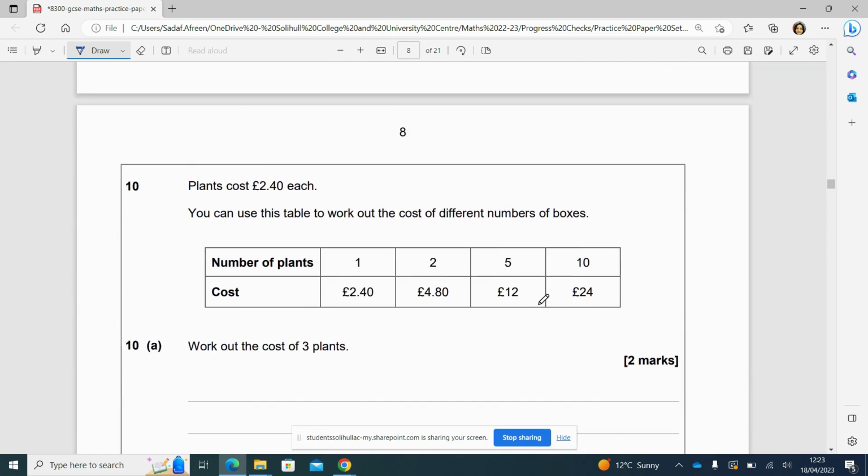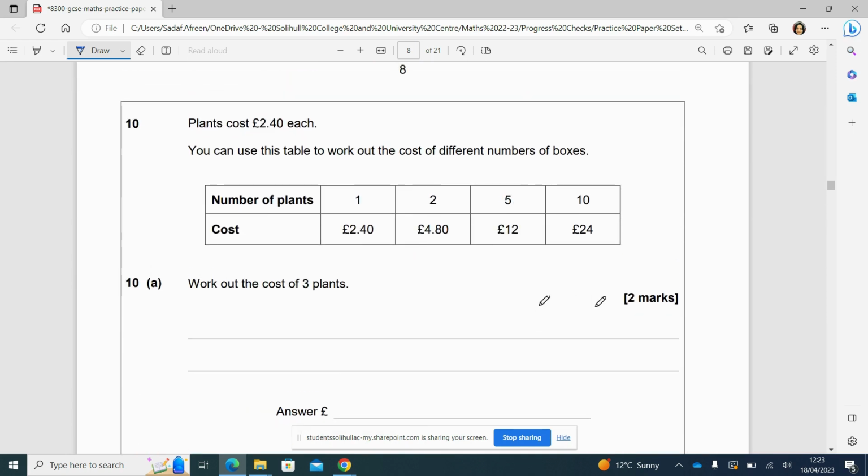Okay. Question number 10. Plants cost £2.40 each. You can use this table to work out the cost of different numbers of plants. So £2.40 is the cost of each plant. For the number of plants, the cost is £2.40 for one plant, 2 is £4.80, 5 is £12, and 10 is £24. We need to work out the cost of 3 plants. So what we can do is multiply 2.40 by 3.